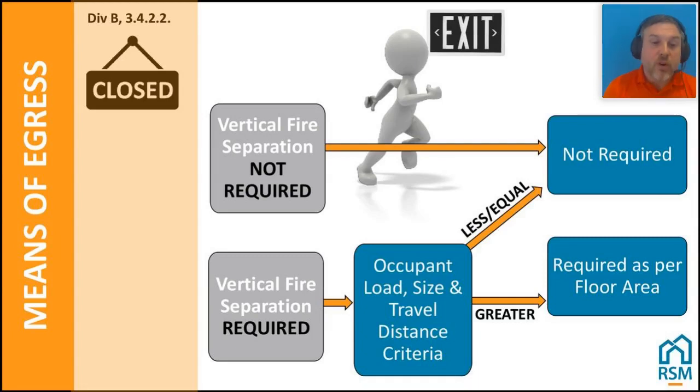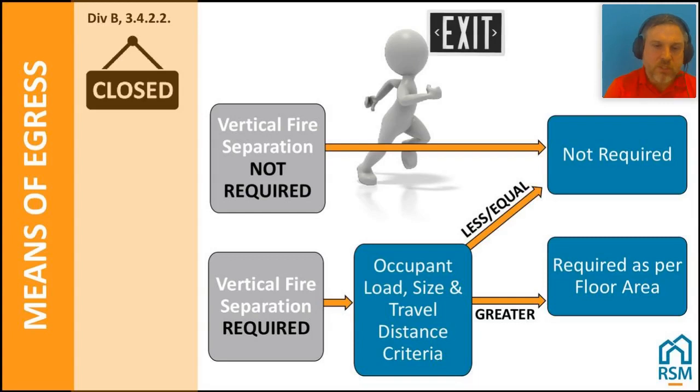However, if the vertical fire separation is required, you can't automatically assume that you do need an exit. Then there is some occupant load, size, and travel distance criteria. I haven't particularly articulated this. Of course, I think it's 60 persons, 200 square meters, I think 25 meters travel distance. It's that typical egress chart. And the one thing you've got to remember is, where do I find this? Well, it's interesting. It's hidden in there, but it's in the code.